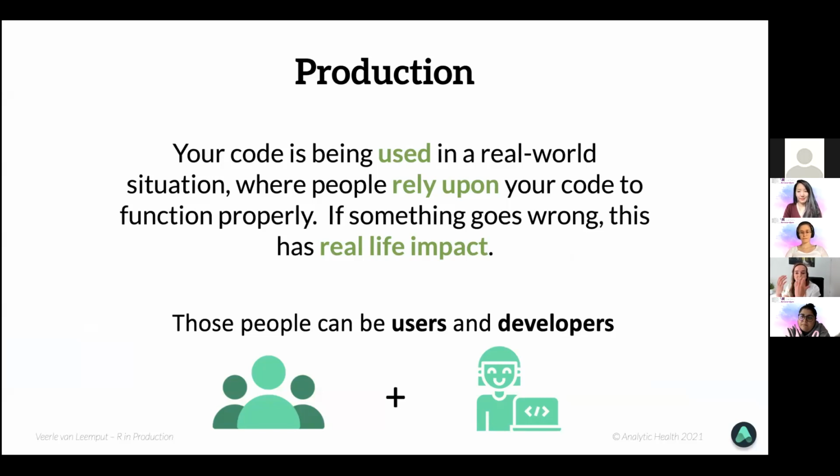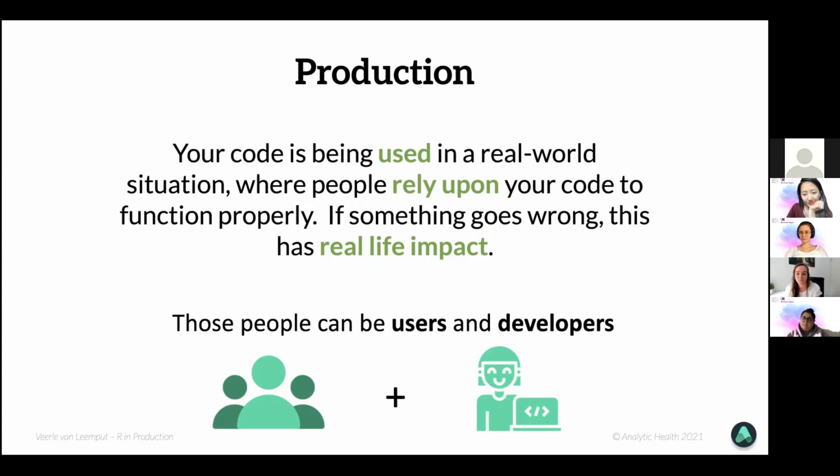And this goes 2 ways. It's not only about your customers and your users, but it's also about your developers, because your developers also use code, rely upon your code, and it has real life impact if something goes wrong. Also important to note is that production, according to this definition, is not something that is only applicable when you have thousands of users. It's already applicable when you have one user. Something is in production if even one person relies upon your code to do something. And if something doesn't work and that has real life impact, that's already what production is.